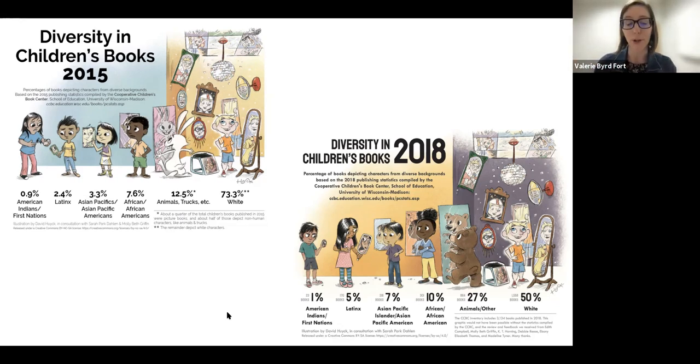and look at when you're making book purchases. And so you can look at all of the numbers there and see slight increases, but it needs to get better. It needs to continue to get better. And I think we need to increase that even more.